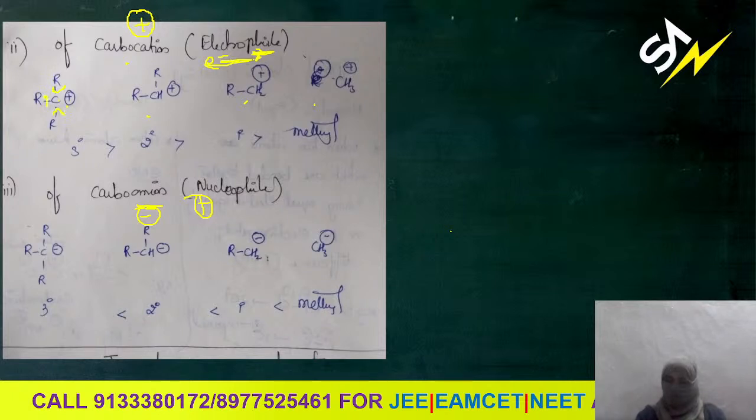There are three groups giving electron, there are two groups giving electron, and there is one group giving electron. There is no group to give, and three groups means that's why the stability order is most for the tertiary, followed by secondary, then primary, then methyl. Hope you got the answer.